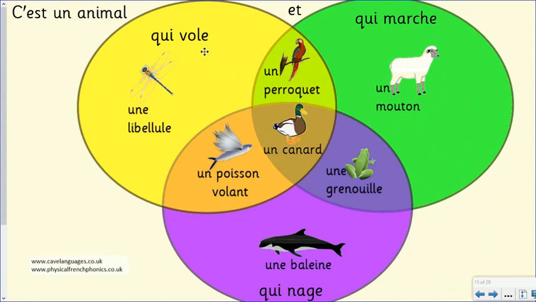So c'est un animal qui marche, c'est un animal qui nage et qui marche, c'est un animal qui nage, c'est un animal qui vole et qui nage, c'est un animal qui vole, qui marche et qui nage, c'est un animal qui vole et qui marche, et c'est un animal qui vole.